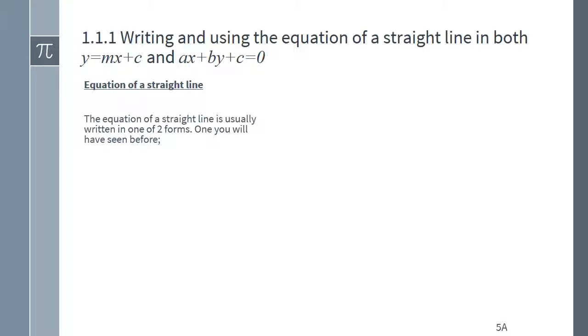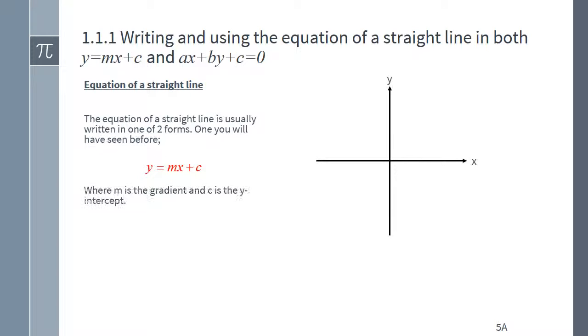The one you have probably seen before is the y equals mx plus c way of writing the equation of a straight line. There's our coordinate axis, and in this form m is the gradient and c is the y-intercept. So if we have that straight line in red, the gradient is when you go across 1, how far up you go, and the y-intercept is just simply where it cuts the y-axis. So in the form y equals mx plus c, it's very easy to see what the gradient and intercept are.